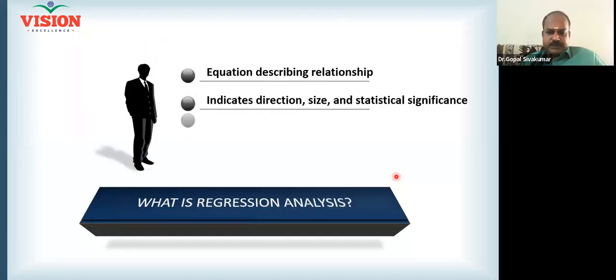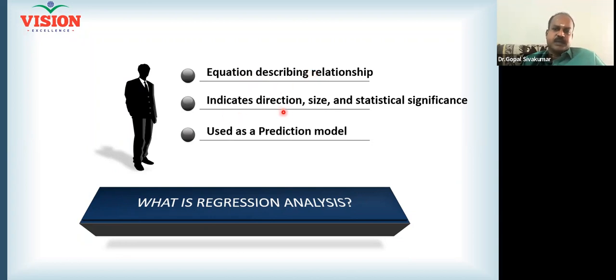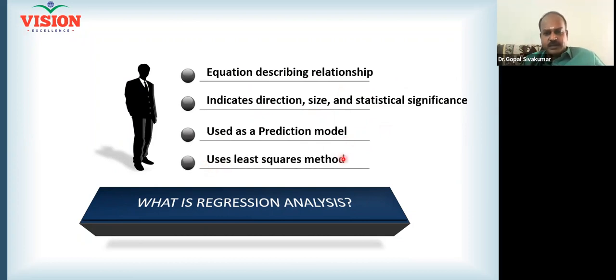So regression means you have to generate the mathematical equation describing the relationship. The regression equation can indicate the direction, indicate the size, as well as statistical significance. You all know statistical significance means p-value. Regression can be used as a prediction model. I have shown you how to do the prediction for X value of 1850. And in order to generate the mathematical equation, we are going to use a method called principle of least squares.